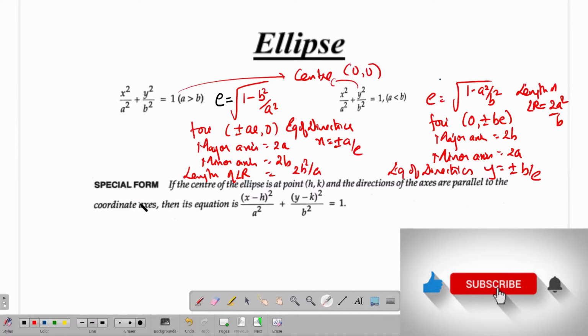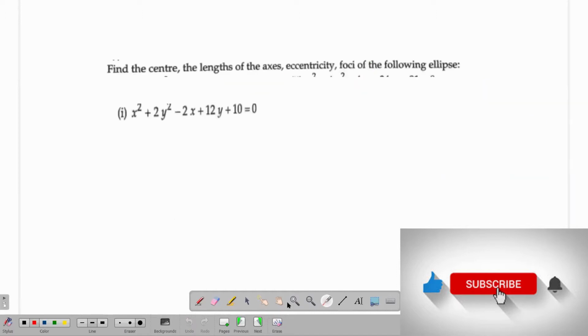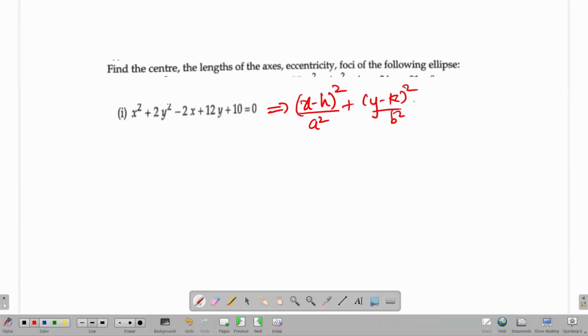Now here we have a special form. In this case, if the center of the ellipse is at point h comma k and the directions of the axes are parallel to the x-axis, then its equation is x minus h whole square by a square plus y minus k whole square by b square equal to 1. Now in a question, if you get this type of ellipse, you have to reduce it into the special form, that is x minus h whole square by a square plus y minus k whole square by b square equal to 1. But in case you have to find eccentricity, then there is a shortcut.